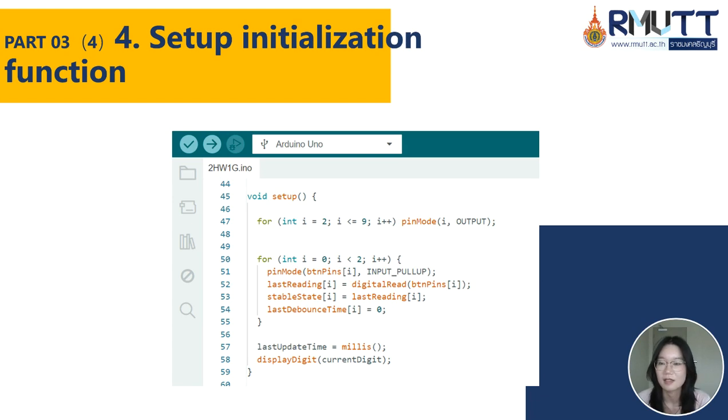This is part 4, setup initialization function. The initialization function sets the digital tube pins to output mode and the button pins to input pull-up mode. It also initializes the button state reading variables, sets the initial update time, and displays the initial number.